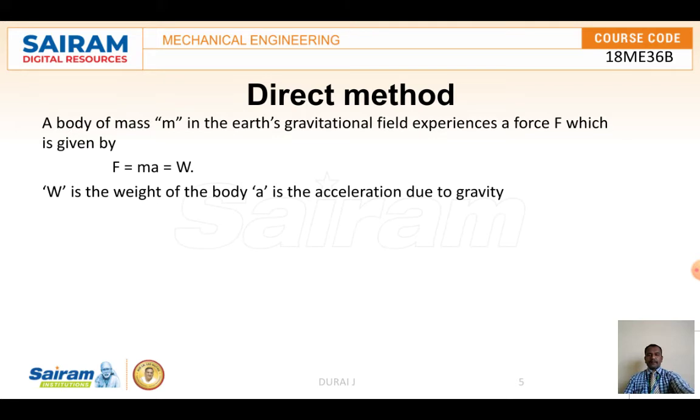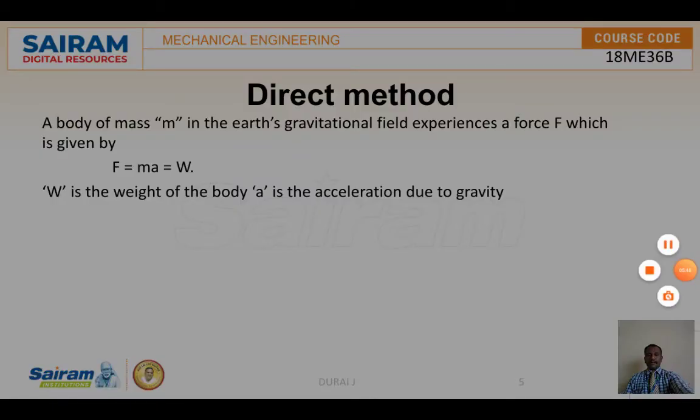Okay, so on one side we are going to keep the weight, and on the other side we are going to keep whichever things we are going to measure. The weight has mass, and there is the acceleration due to gravity. So m into a, usually mass into gravitational acceleration 9.81 is equal to weight. This is about the direct method. Next we are going to see the analytical method.